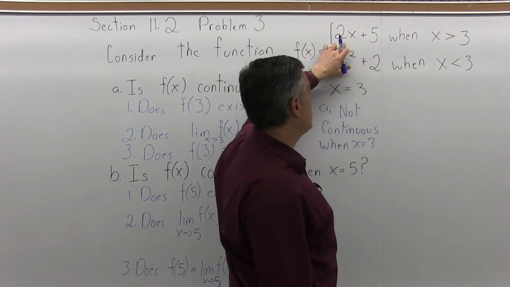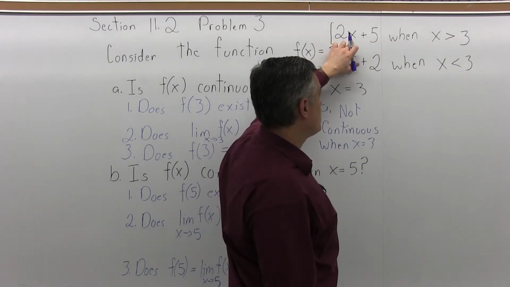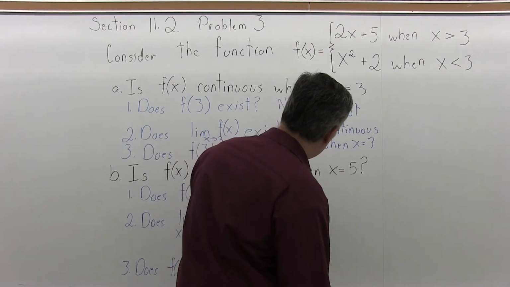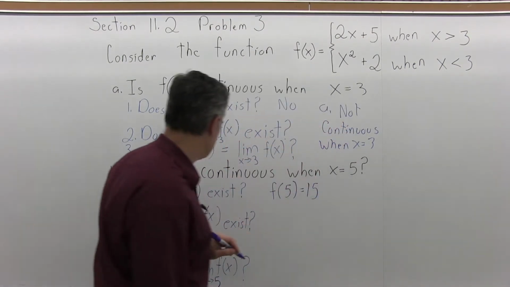Yes, I can. If I put in a 5, x becomes 5. 2 times 5 is 10, plus 5 more, I have 15. f of 5 equals 15. Yes, f of 5 exists.